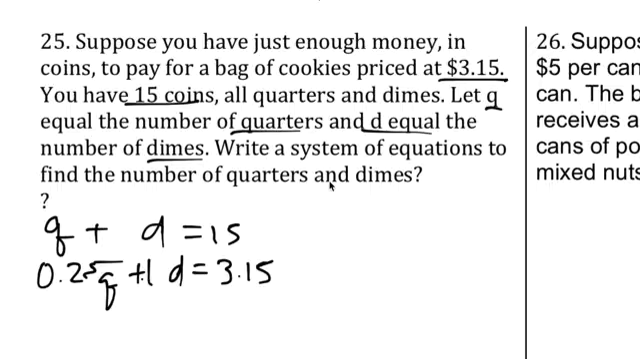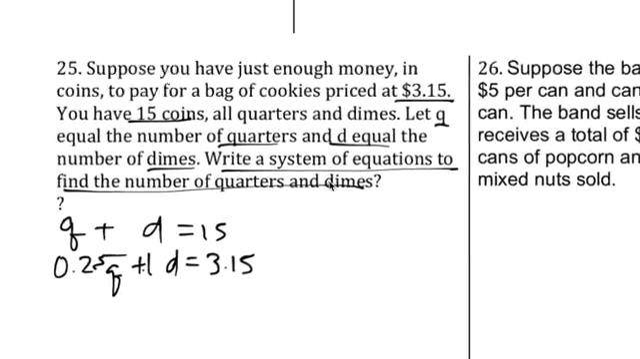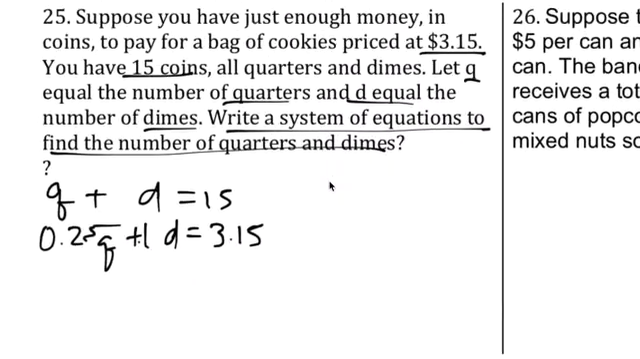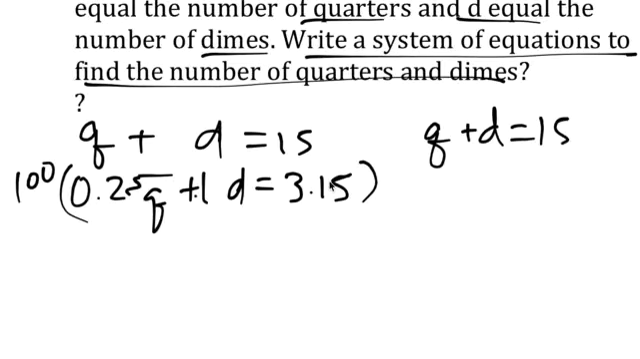Write a system of equations to find the number of quarters and dimes. They only asked us to write it. They didn't say to solve it. Okay, that's how we write it. You would times this by 100 though. Q plus D equals 15. You got 25Q plus 10D equals 3.25.